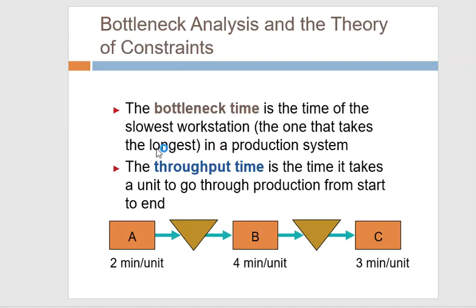And just one more slide, walking you through, like I was talking about, coming into the receptionist area. So bottleneck time is the time of the slowest workstation, one that takes the longest in a production system. And the throughput time is the time it takes a unit to go through the production from the start all the way to the end. So in this particular illustration, the throughput time would be the 2 plus the 4 plus the 3, which would be 9 minutes per unit. So that would be the throughput time.